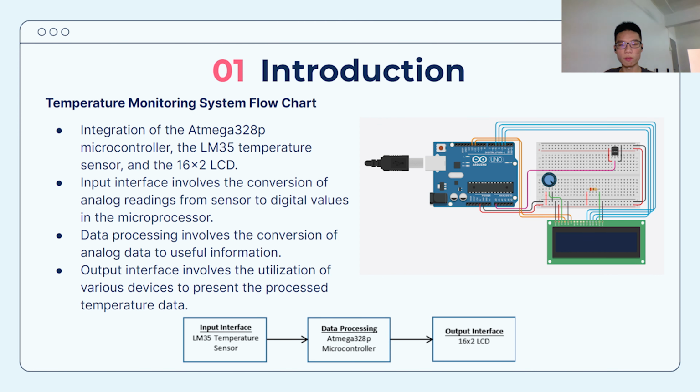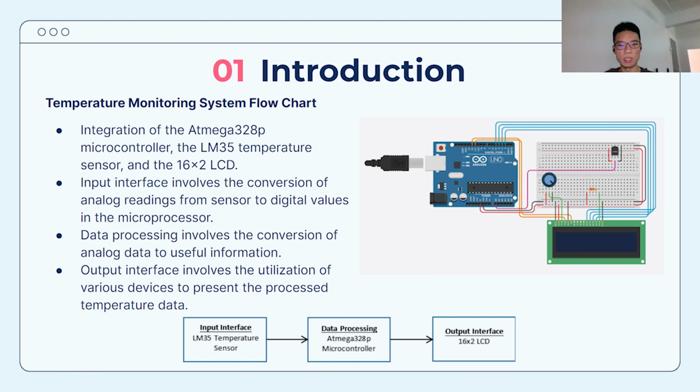The input interface involves the conversion of analog readings from the sensor to digital values in the microprocessor, with proper initialization of pins. The analog voltage outputs are read and converted into digital values using the built-in ADC. During data processing, the digital data needs to be converted to useful information such as temperature, using the conversion factor given. The temperature data can be used in control algorithms to regulate a system's temperature.